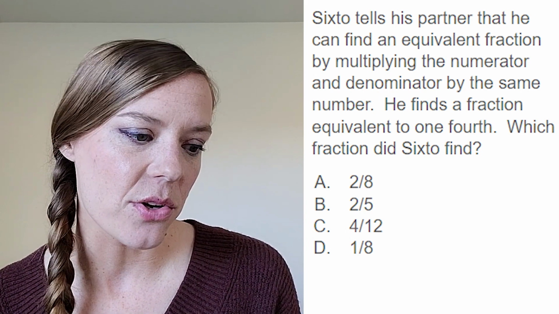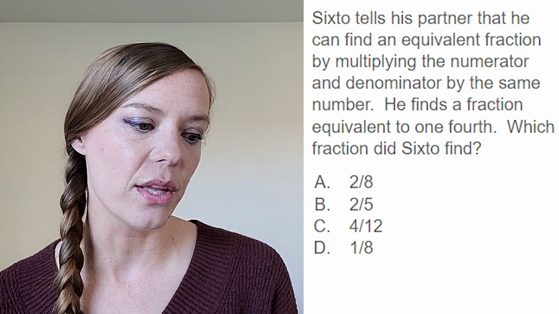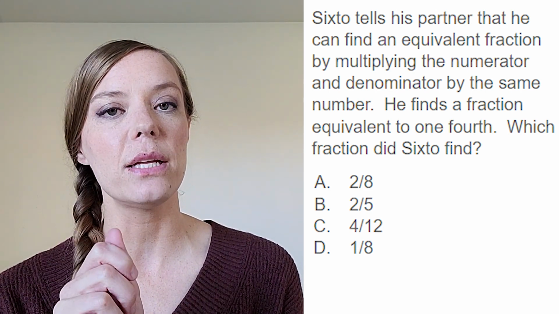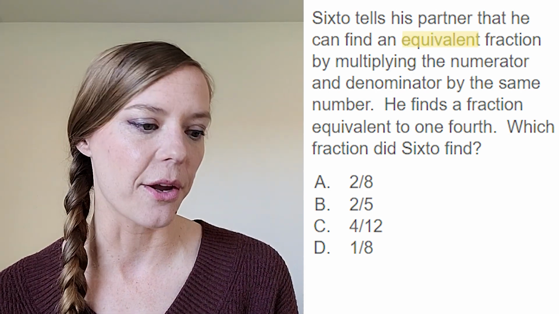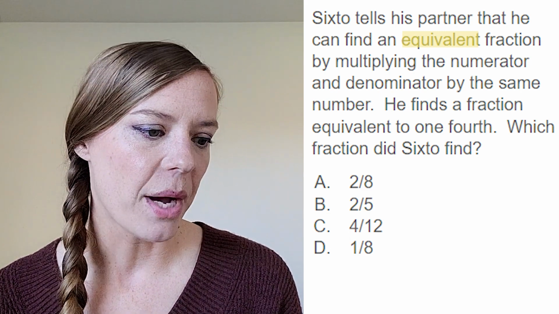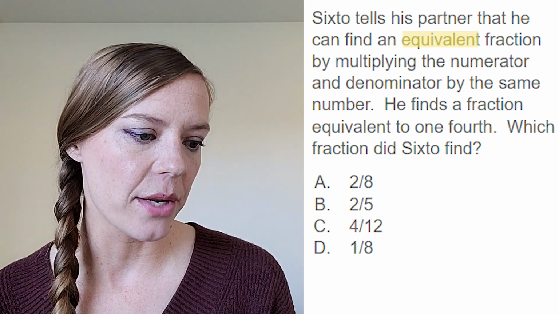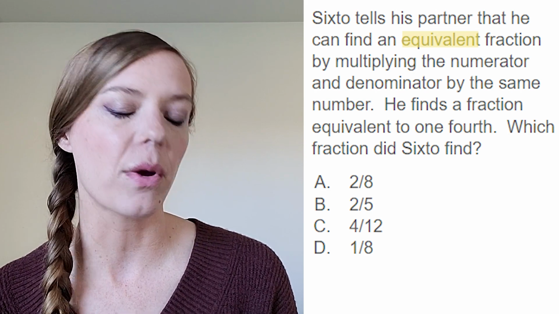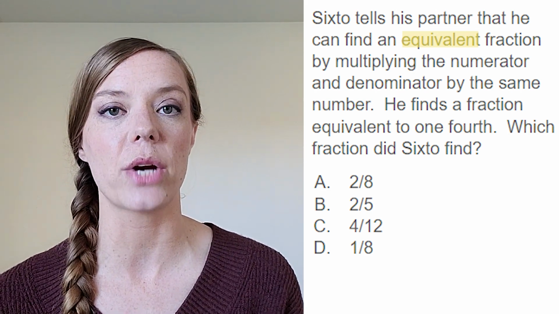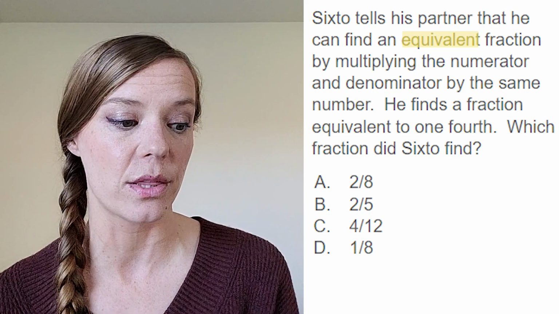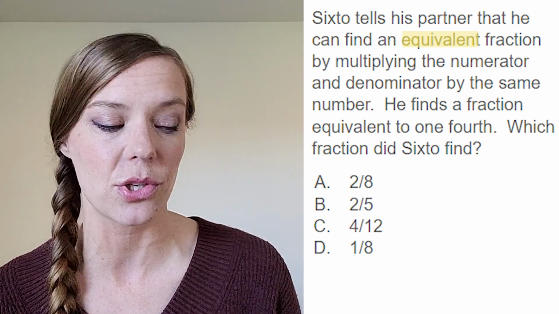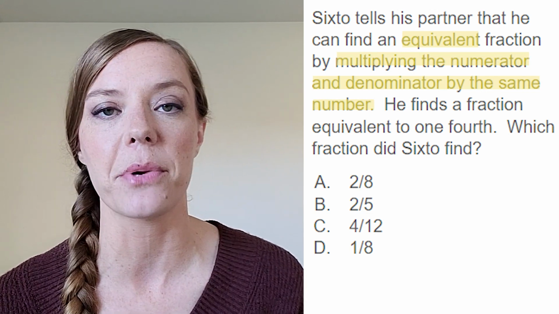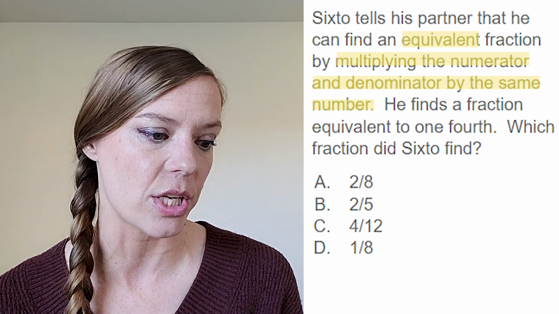Sixto tells his partner that he can find an equivalent fraction. Ooh, I'm going to pause there. I want to highlight equivalent so I remember what we're doing here. By multiplying the numerator and denominator by the same number. Okay, that sounds like a strategy I could use with this problem, so I'm going to highlight that too. Multiplying the numerator and denominator by the same number. That sounds like a great strategy.